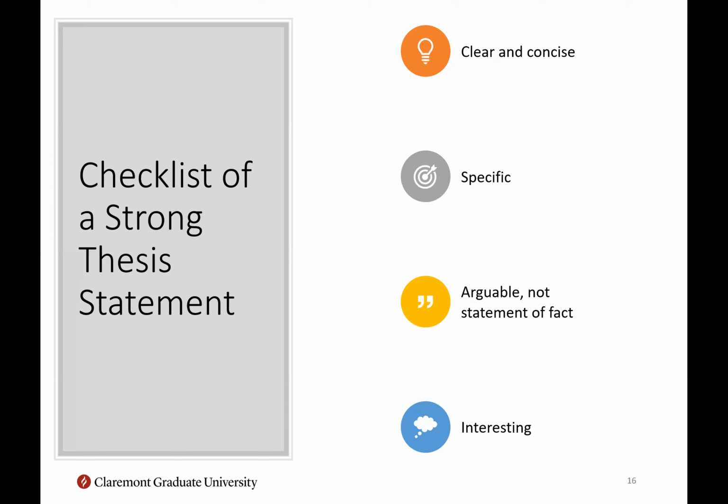Typically, you want it to be arguable, not a statement of fact. As we looked at with those examples right before this, if they're just accepted generalities, accepted statements, there's really nowhere to go with that thesis. You want to present something that somebody else could potentially take an opposing viewpoint on, maybe doubt your interpretation, and then your job is to prove your thesis through your evidence.